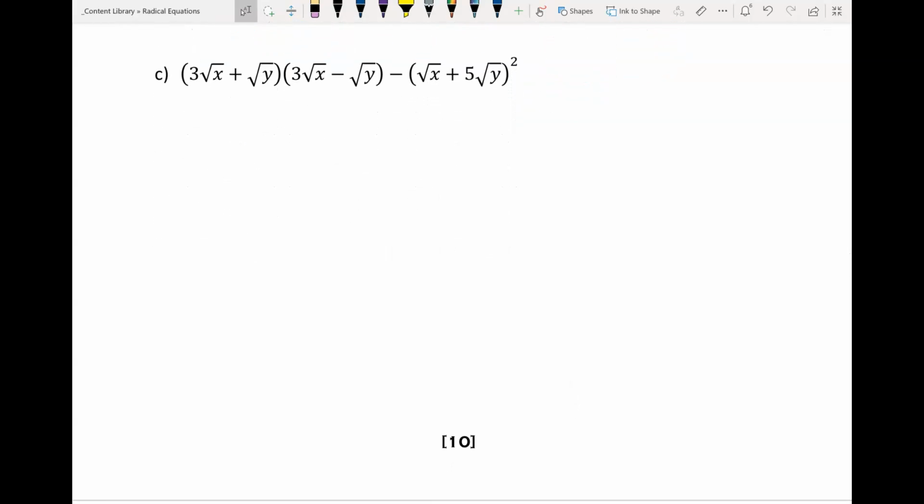Lastly, for c, it's a long one, so we are going to take some time to do this. For x and y, from the beginning, we can tell that both of them have to be greater or equal to 0, so that is our restriction.